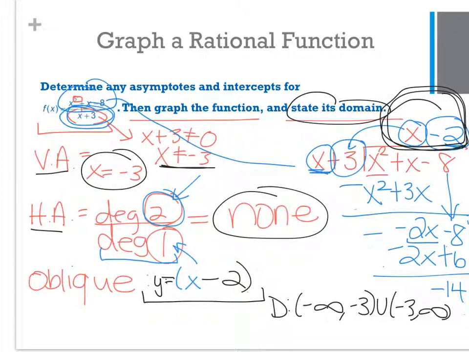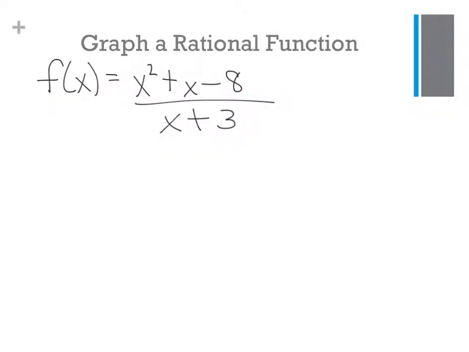Alright, so what we're looking at here is going to graph the function. We already have our asymptotes. One thing we haven't done is our intercepts, so I'll do that on the next slide. And then we've stated its domain, so we will also need to graph on the next slide. Alright, our intercepts need to be accounted for.